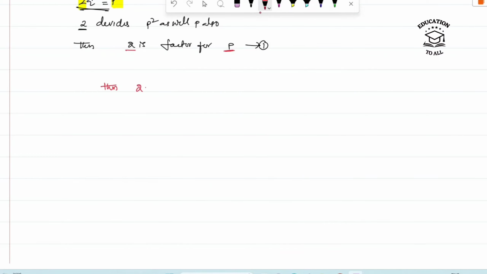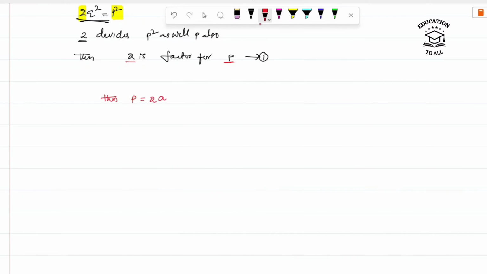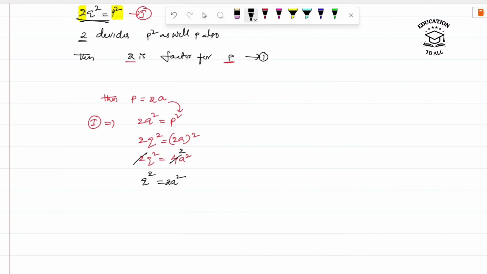Now I'll consider p equal to 2 times a, and this is Roman number 1 we consider. Then replace it in this equation. Roman number 1 and the equation 2q square is equal to p square, replace the p value in it: 2q square is equal to 2a whole square, so 2q square is equal to 4a square. Now the 2 in 2 and 4 cancel, and we can say that q square is equal to 2a square.